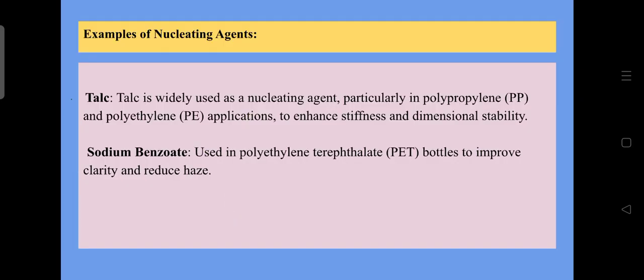The examples for the nucleating agents are again talc, which is used as a nucleating agent particularly in PP, that is polypropylene, and also polyethylene polymers. And also sodium benzoate is mainly useful to improve the clarity of PET bottles, that is polyethylene terephthalate bottles.